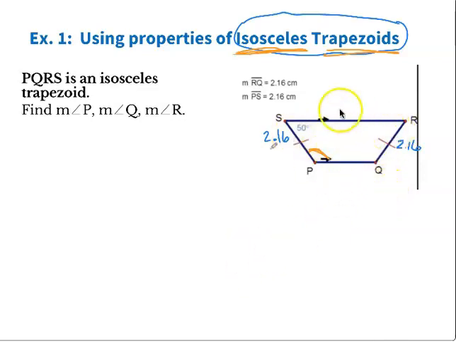So right away, can I find the measurement of angle R? Angle R is right here. Can I find that angle measurement? Well, sure I can. Remember, we learned that the base angles will be congruent.